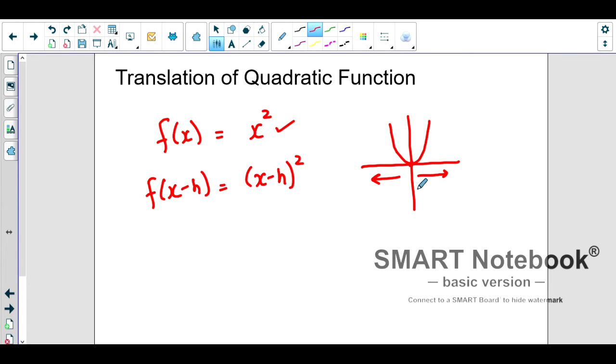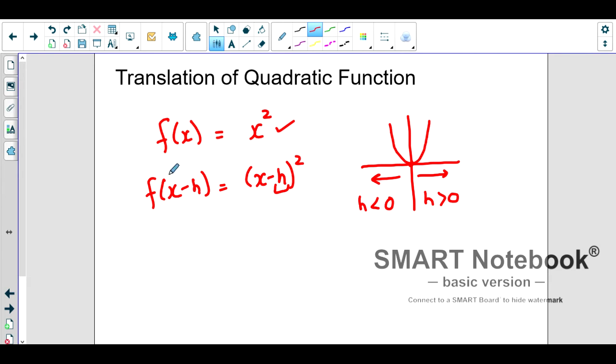And how can we determine whether it will go to the right side or the left side? If the value of h is less than 0, we say the graph moves towards the left side. And if the h value is greater than 0, we say the graph will move to the right side. Because h is responsible for the x-axis, it will only move the graph left or right.